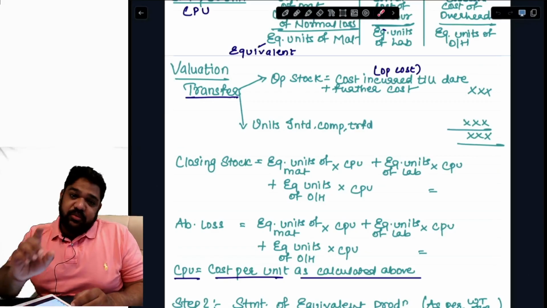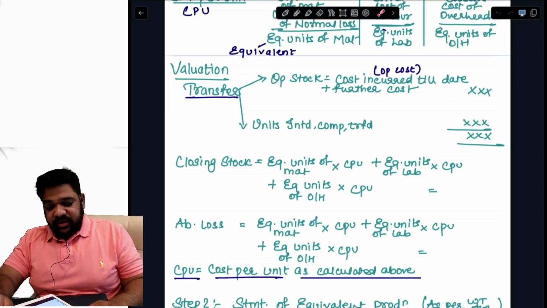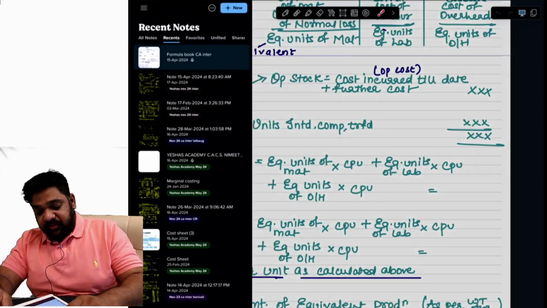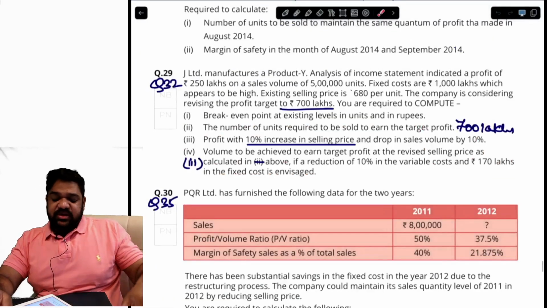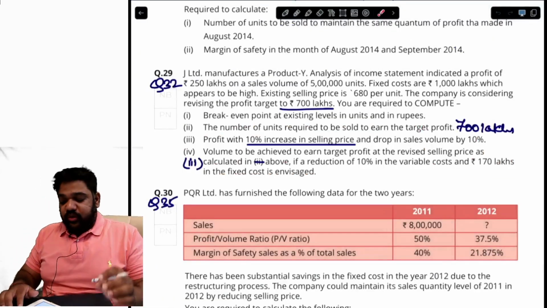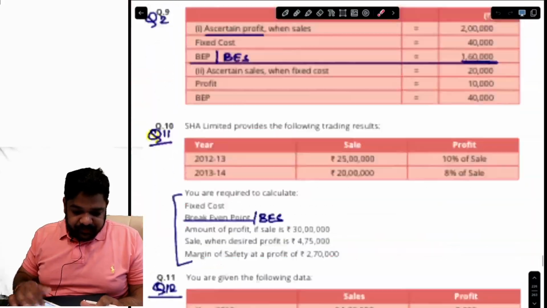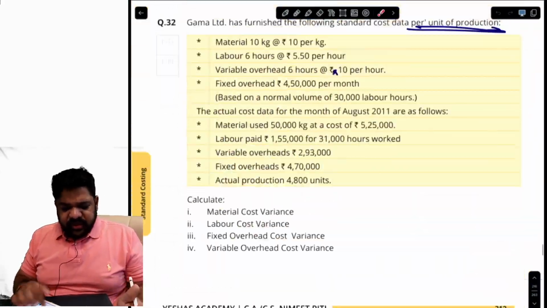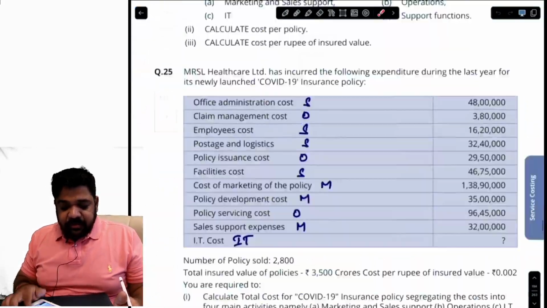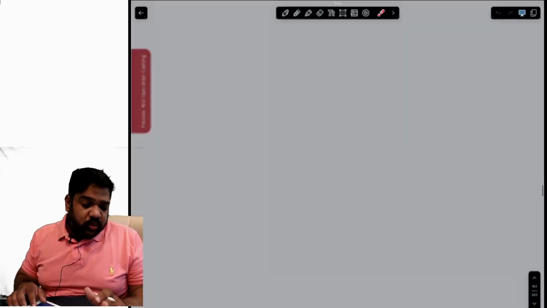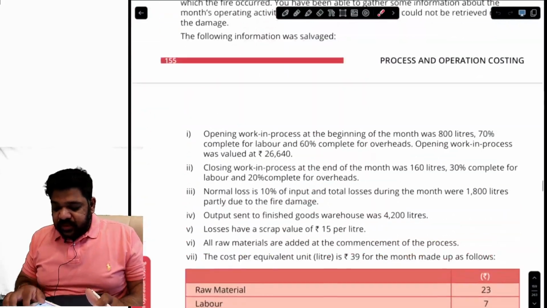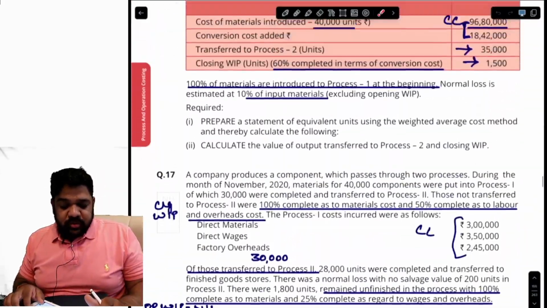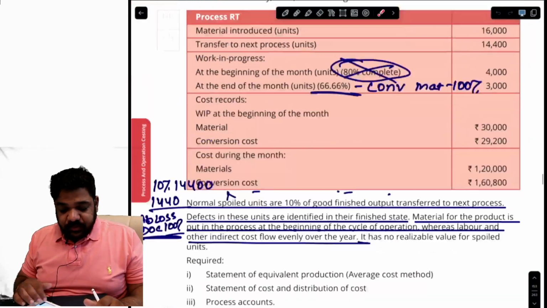Now, there is one more small topic called inter-process profit, but it is okay if you want to take a little risk and not do it. We have already done a question on it, so feel free to have a look over there. But in case you don't want to, it is fine. That much risk I think you should be able to carry.